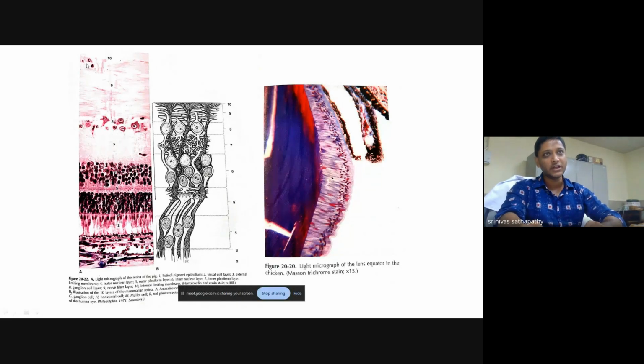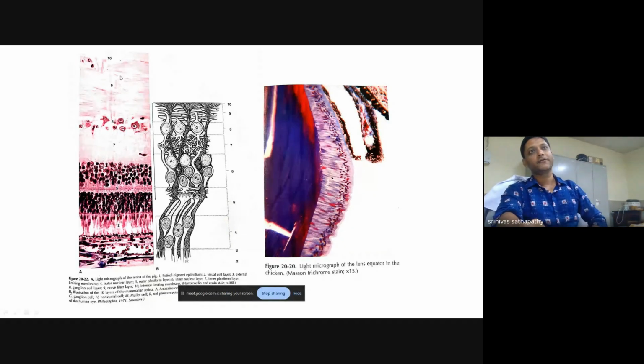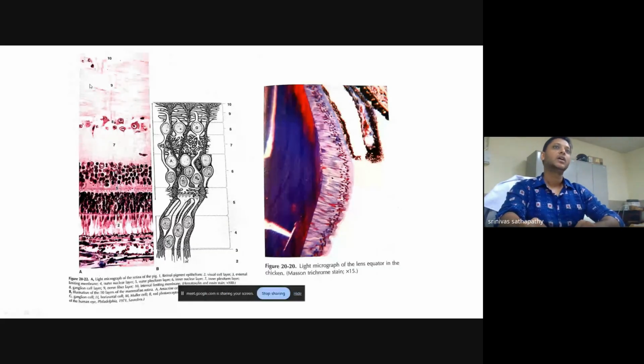Now if you see the 9 and 10 layer, the outermost layer, the 9 one is the fiber layer, which consists of the axon fibers of the different nerves coming out from the retina. Finally, these axonal nerve fibers coming out of the retina are united together to form a single nerve, that is the optic nerve, which passes through the optic foramen of the skull.